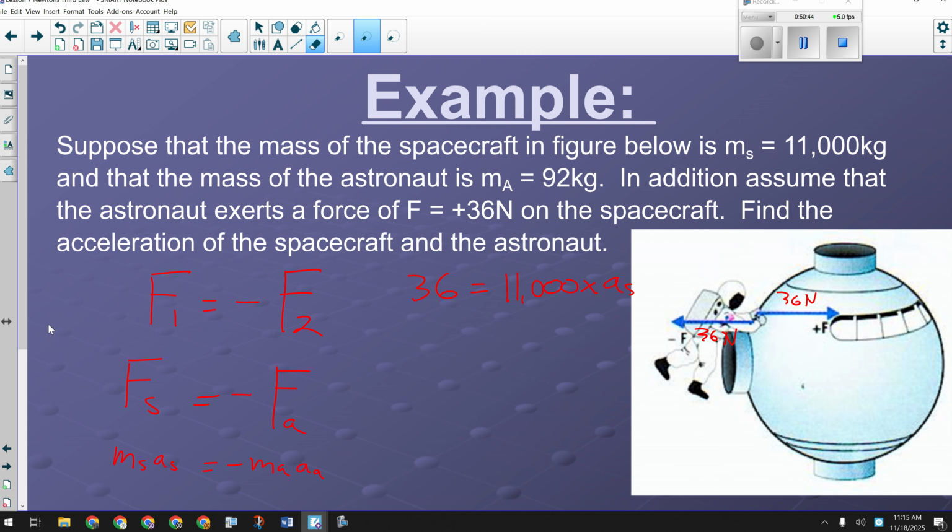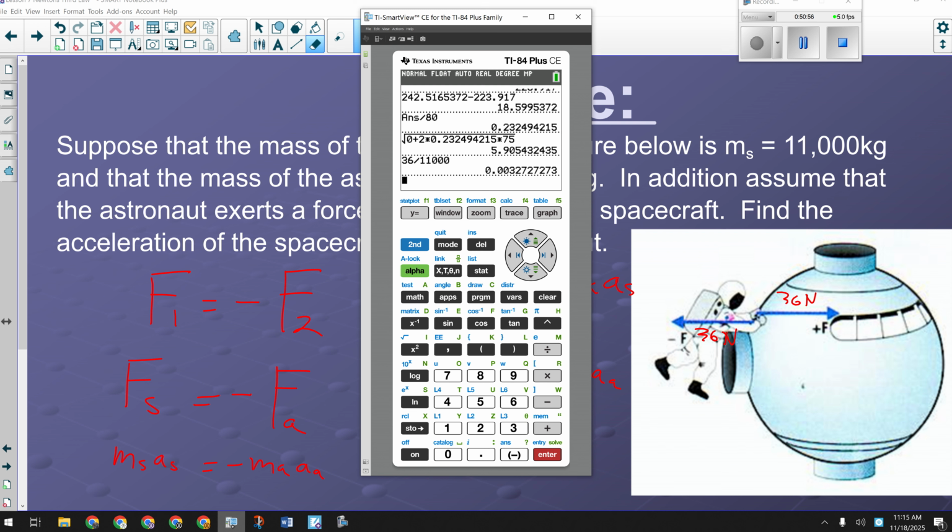Now, for the astronaut, negative 36 equals 92 kilograms times the acceleration of the astronaut. Well, the acceleration of the astronaut is going to be a lot bigger. 0.39 negative meters per second squared, so backwards. Everybody all right with that? And again, that acceleration only lasts as long as the force is being exerted. Once he's no longer able to push on the ship, he's got whatever his final velocity was forever. Unless he has the wrench. Then he can maybe do something about it by throwing the wrench in the other direction.